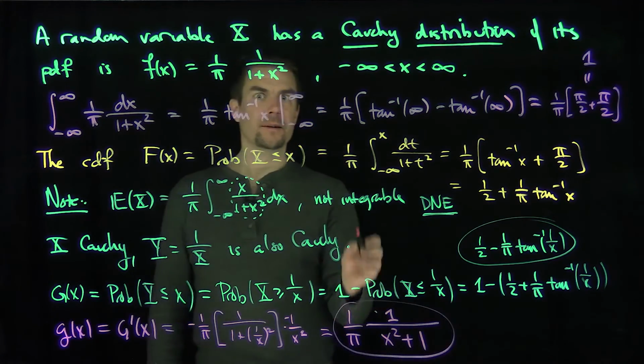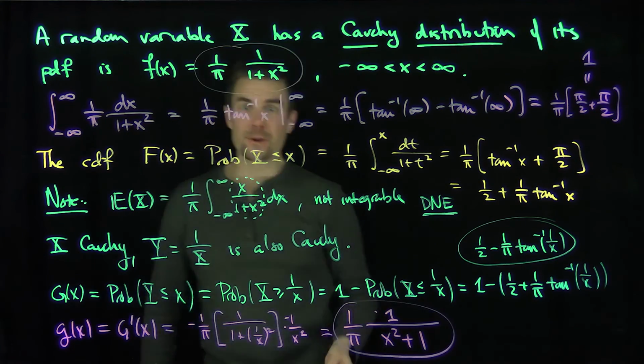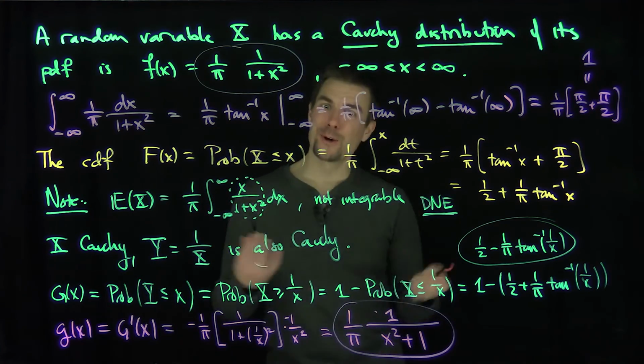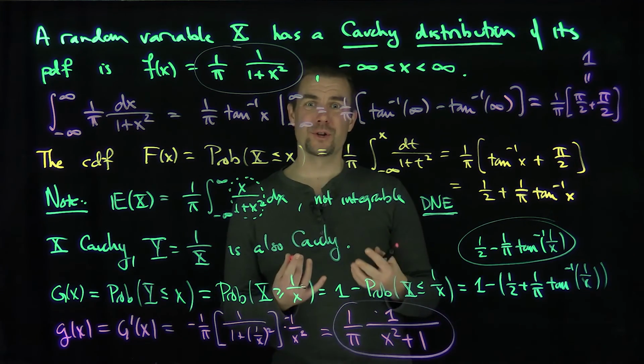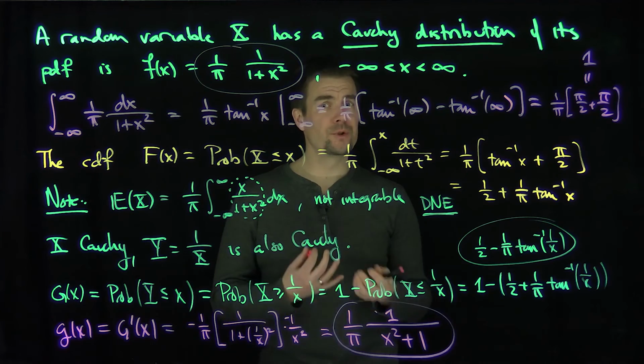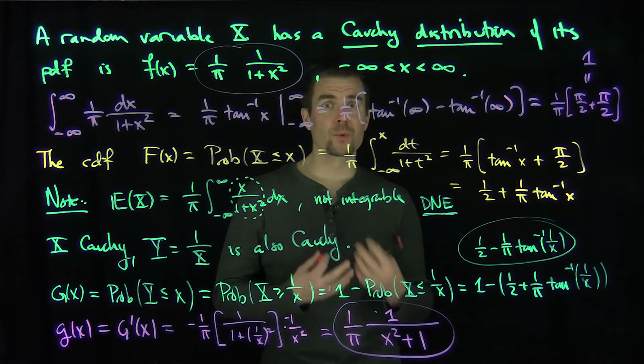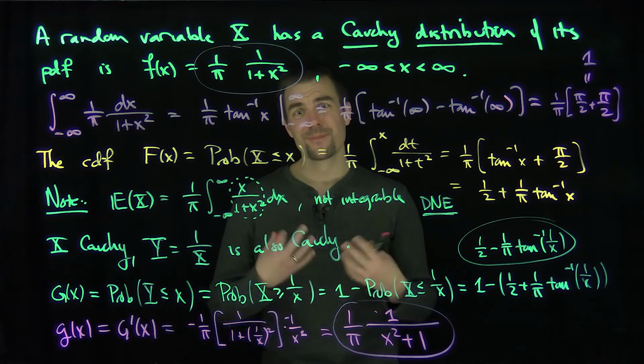That's the same as the PDF over here. So in fact, 1 over x is also Cauchy. The reciprocal of a Cauchy distribution is also a Cauchy distribution. That's beautiful. The Cauchy distribution comes up with all sorts of probabilistic applications, which you'll see more about in future videos. Thank you very much.